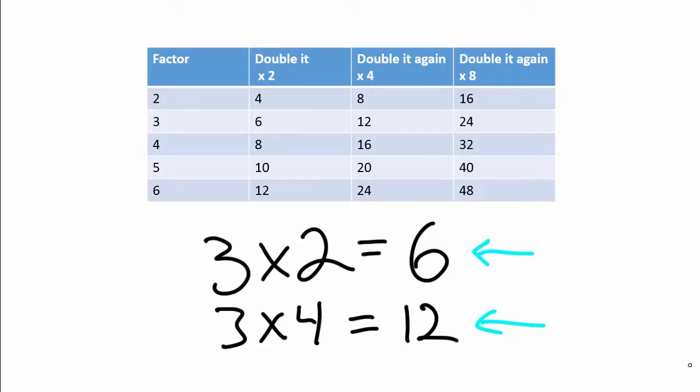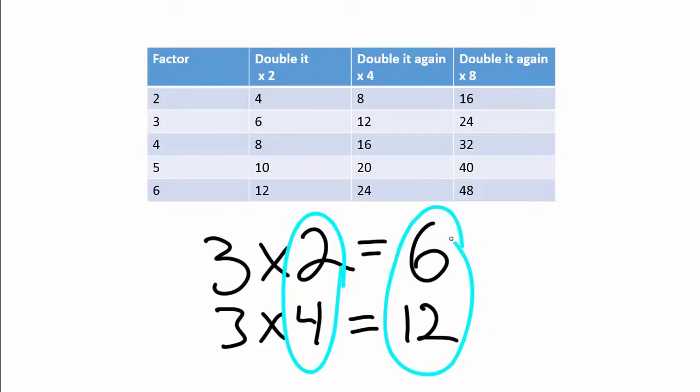If we double the 2, we get 4. The new problem gives us 3 times 4 equals 12. When we look at the product between the two problems, the 6 doubled to become 12. Notice when we double the 1 factor, the product is also doubled.